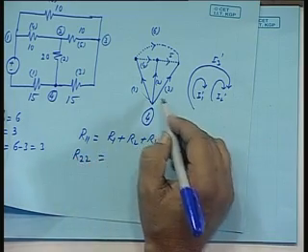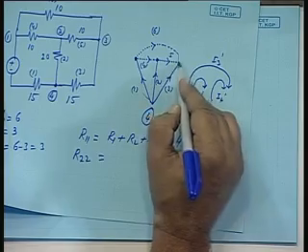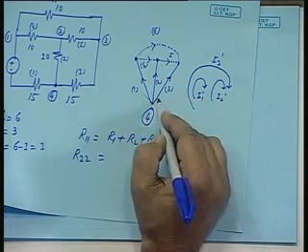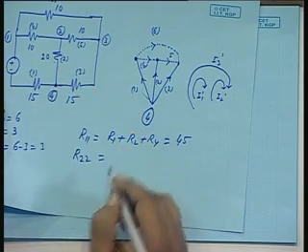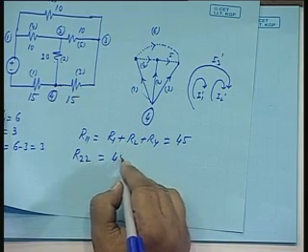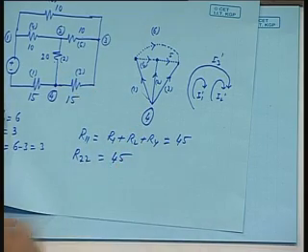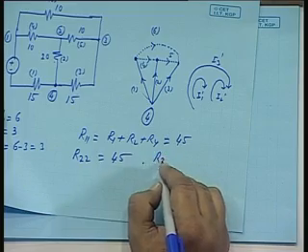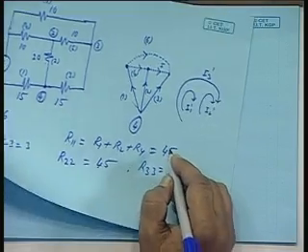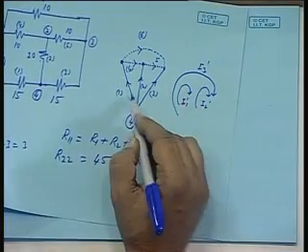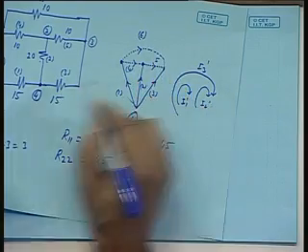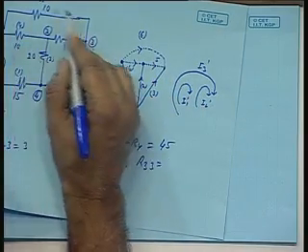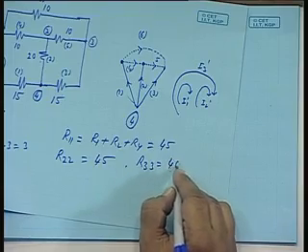R22, similarly in loop 2, will be R2, R5 and R3. So 2, 5, 3, again 15, 10 and 20, 45 ohms. R33 will be the third loop, that is 1, 3 and 6: 15, 15 and 10, that is 40.